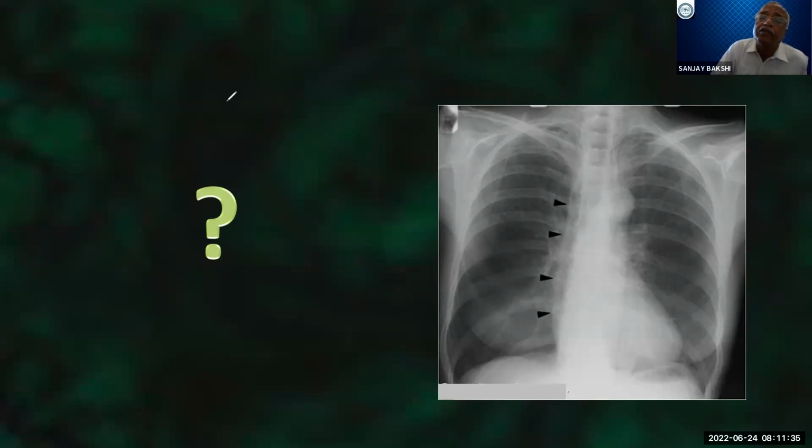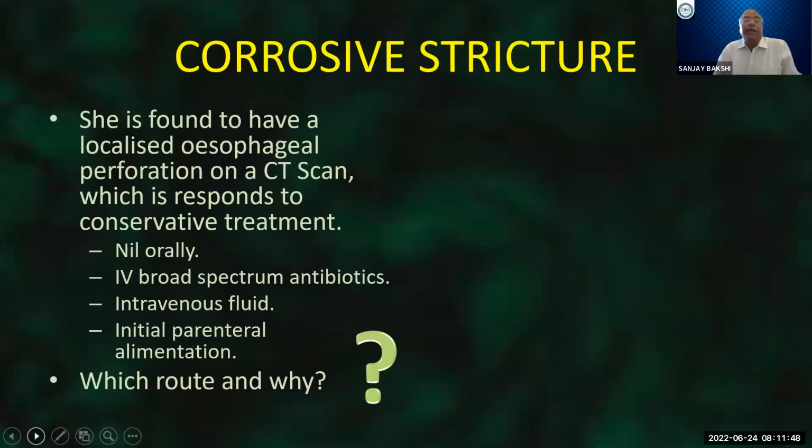So you can see that this is a localized perforation, something you won't have de novo if you're doing an endoscopy and you have a perforation in a patient who doesn't have a corrosive stricture. There would be much more widespread inflammation. Okay, so it's a localized perforation, right? So there we are.